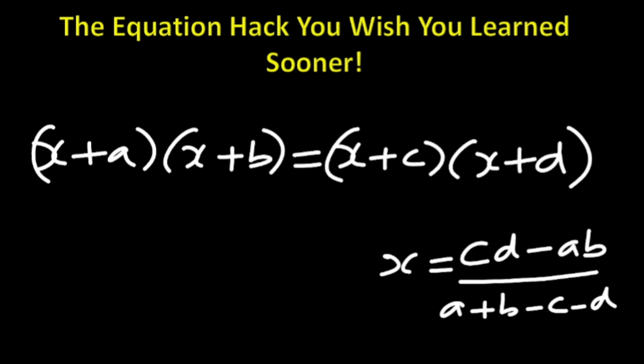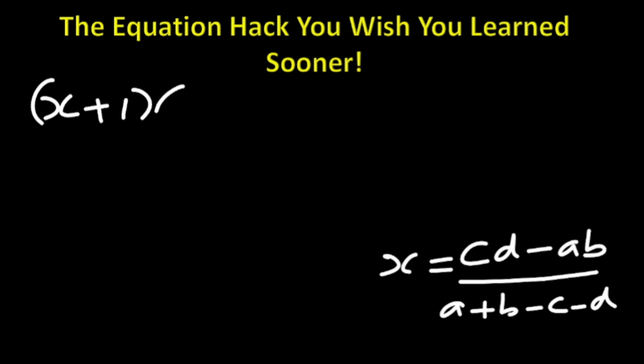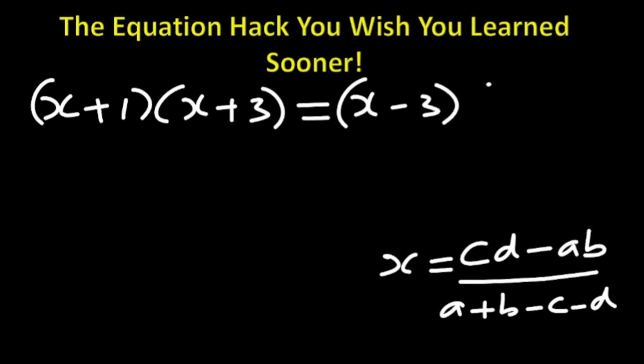Let's take an example and solve that question. Let's take an example of this form and see what is the value of x in that question. Say the question is x plus 1 times x plus 3 equals x minus 3 times x minus 5. So you can see that now this is in the form x plus a times x plus b equals x plus c times x plus d.